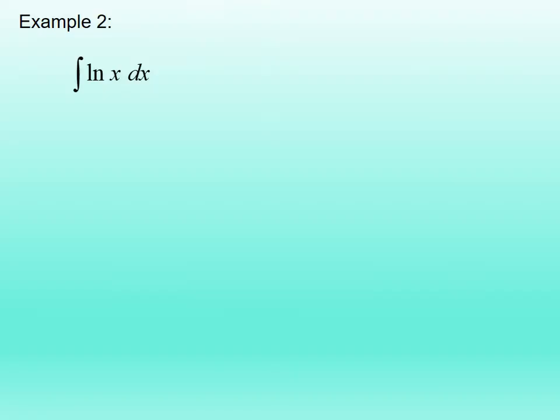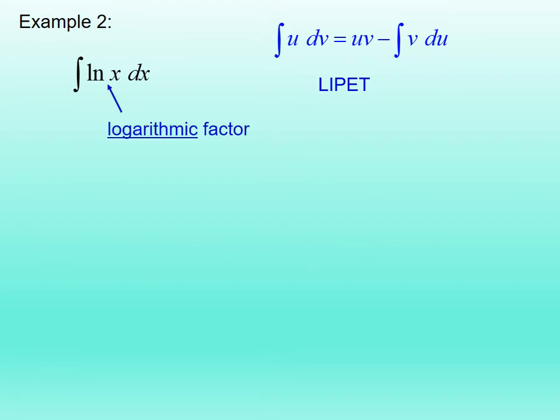Moving on to the next example, integrate ln of x dx. As we did in example 1, we write our formula for integration by parts, and LIPET helps us assign functions into u and dv. Ln of x is a natural logarithmic function, and that's represented by the letter L, the first letter of LIPET. So as we said, u takes the logarithmic function ln x, and dv takes dx. U is ln x means if you differentiate both sides, du is equal to 1 over x dx, because you remember that the derivative of ln x is 1 over x.